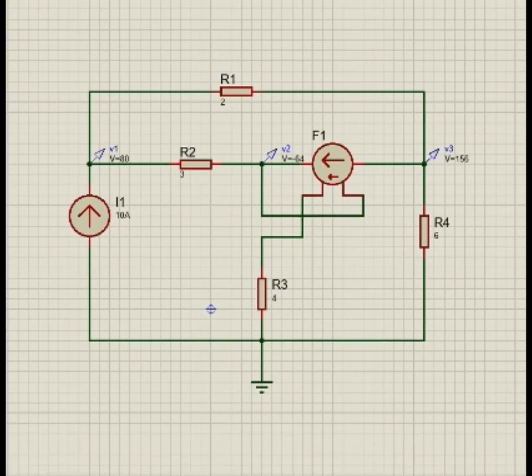After simulating it, we see that we get our three answers at nodes V1, V2 and V3. As we can see, V1 is 80 volts, V2 is minus 64 volts and V3 is positive 156 volts.